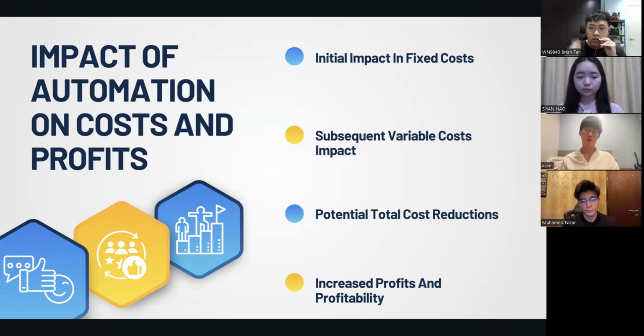Now there are 4 sections to this: the initial impact and fixed cost, the impact of the subsequent variable cost decrease, the potential total cost reductions, and the increased profits and profitability. Next slide, please.